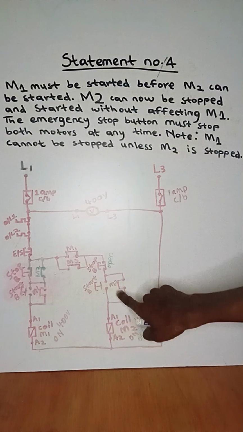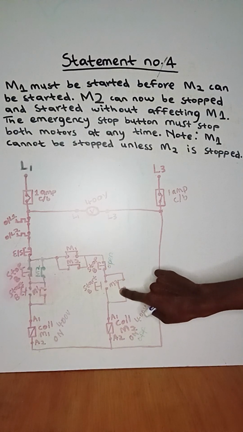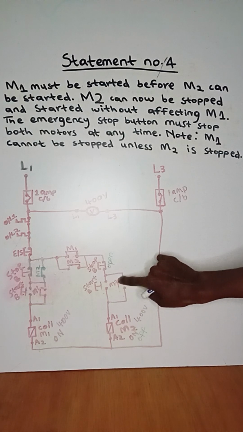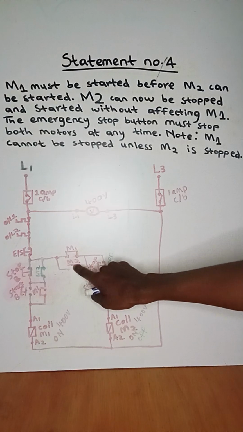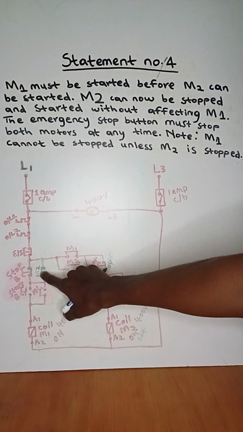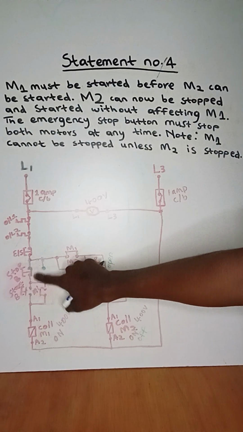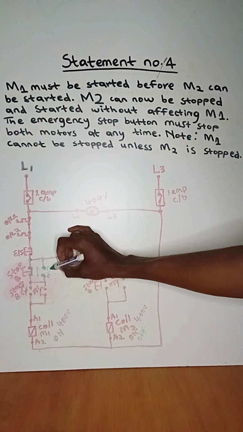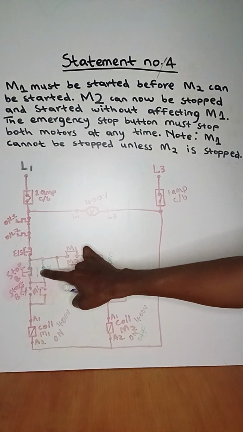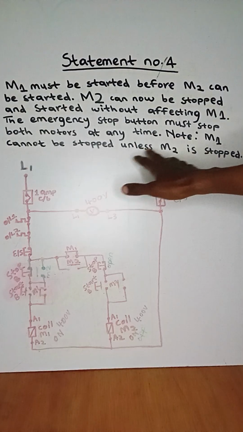So the contacts of motor 2 are 1, 2, and 3. Here is closed, which means right now it will be open. Here is closed, which means right now it will be open. Here is closed, which means right now it will also be open. Even here it will be open. So from the statement, it said motor 1 cannot be stopped unless motor 2 is stopped.